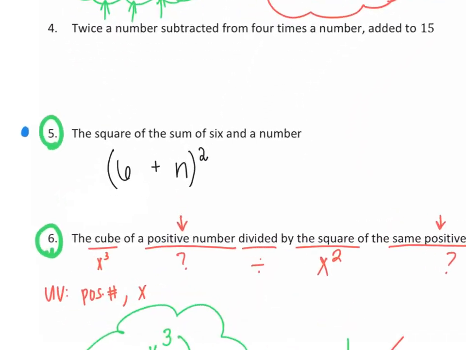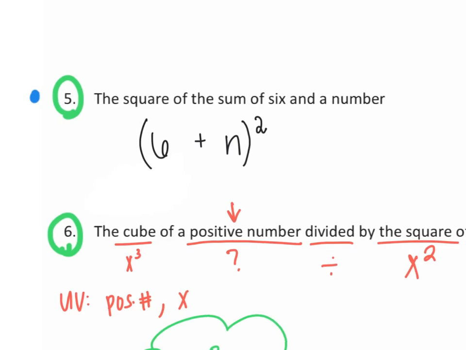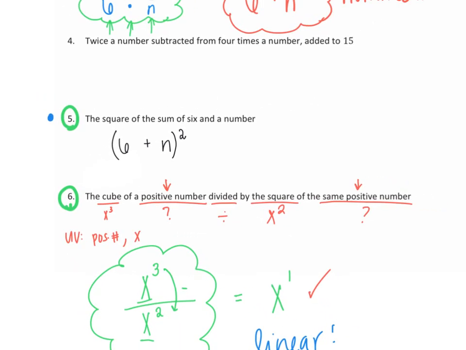Number 5, the square. So we're squaring the sum of 6 and a number. So if I take 6 plus n and I square it. Just to make this make a little more sense to you, this is the same as saying 6 plus n times itself twice. You don't have to do it that way. I'm just letting you know for future reference. That's what that means.